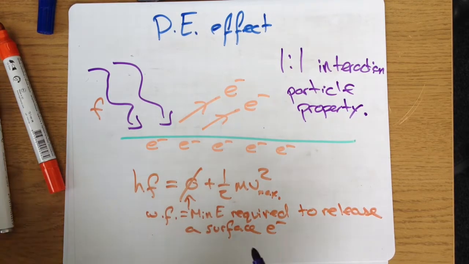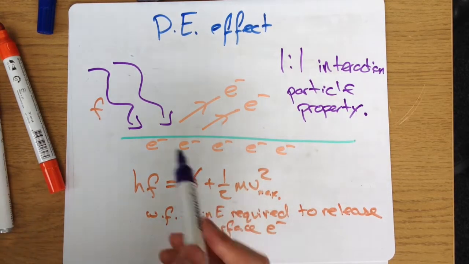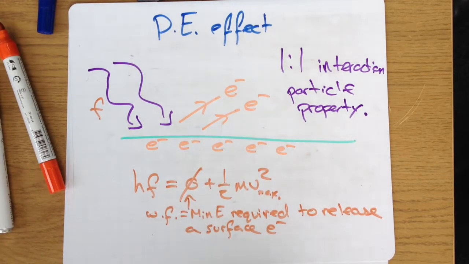9.1 times 10... Oh, but what is that? Oh, the mass of an electron. This is the mass of an electron, because it's an electron that you're releasing. And mv, whatever, fine. So, what sort of questions are they going to ask you for this?